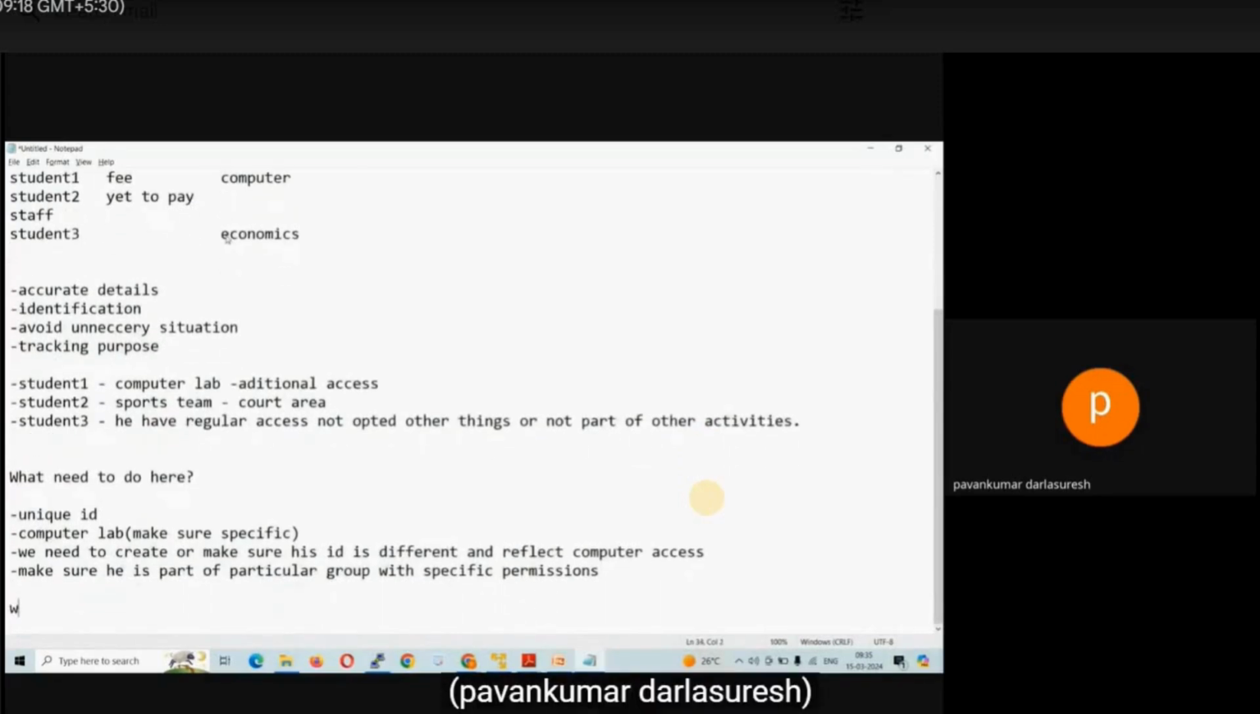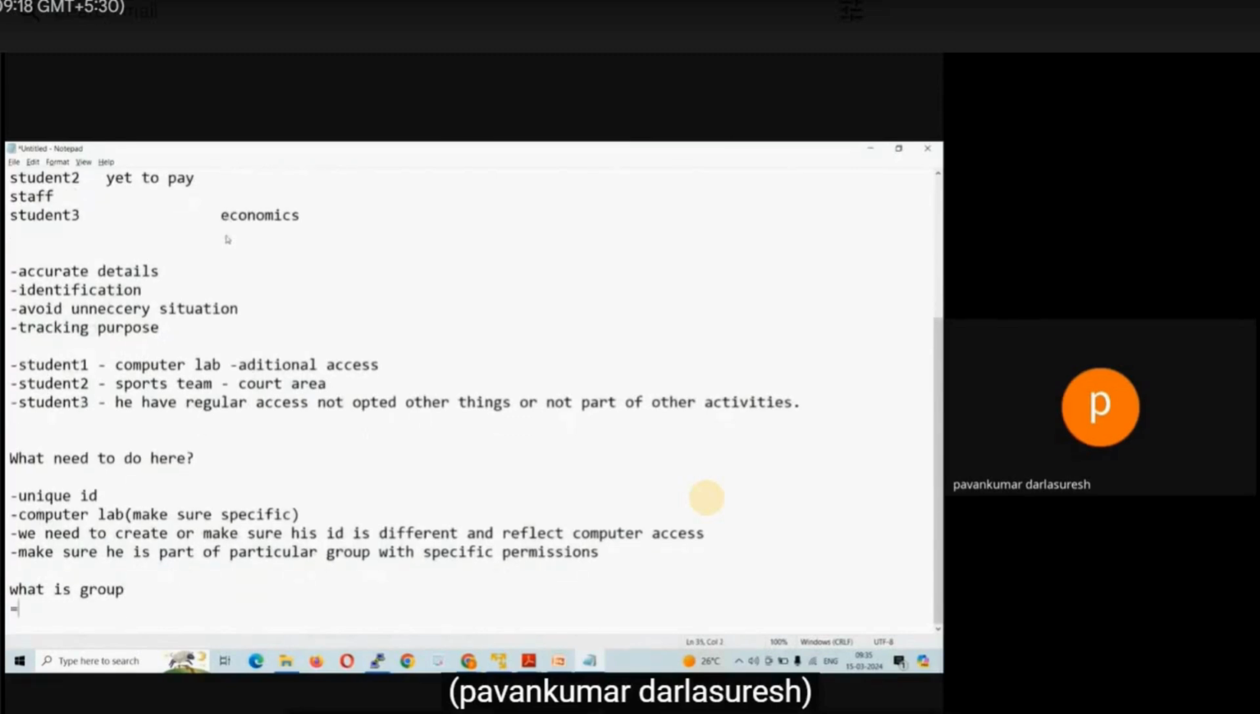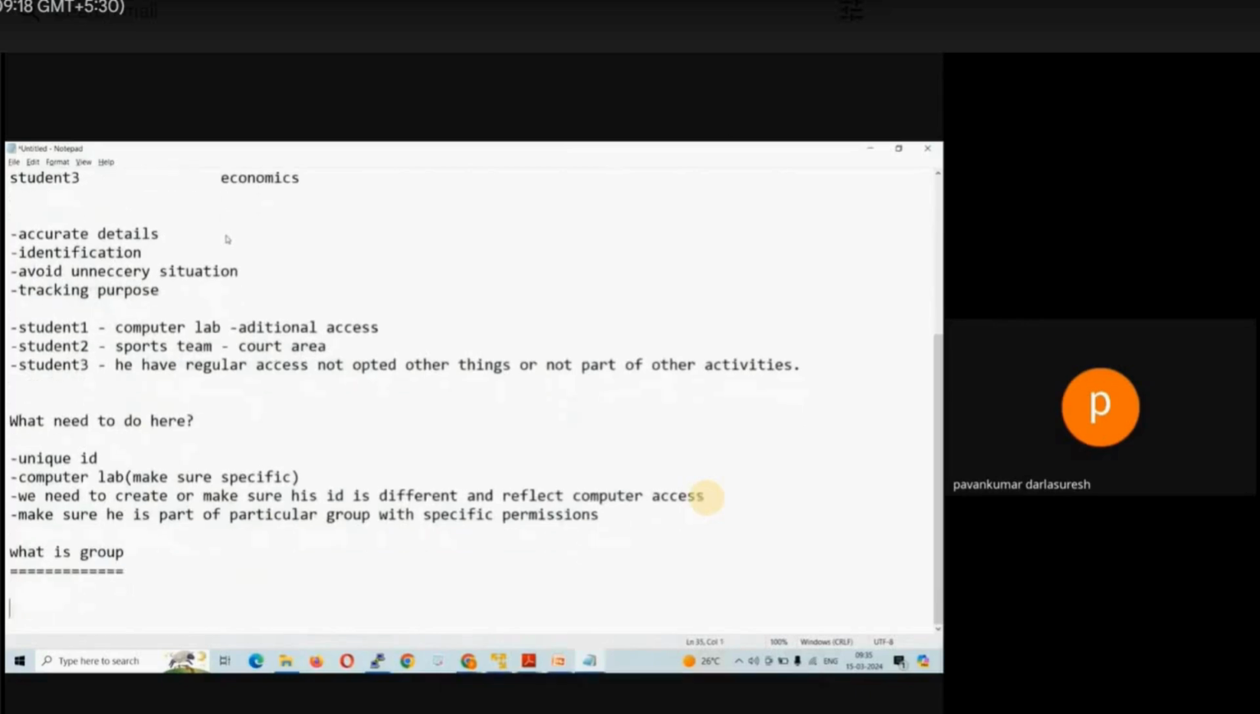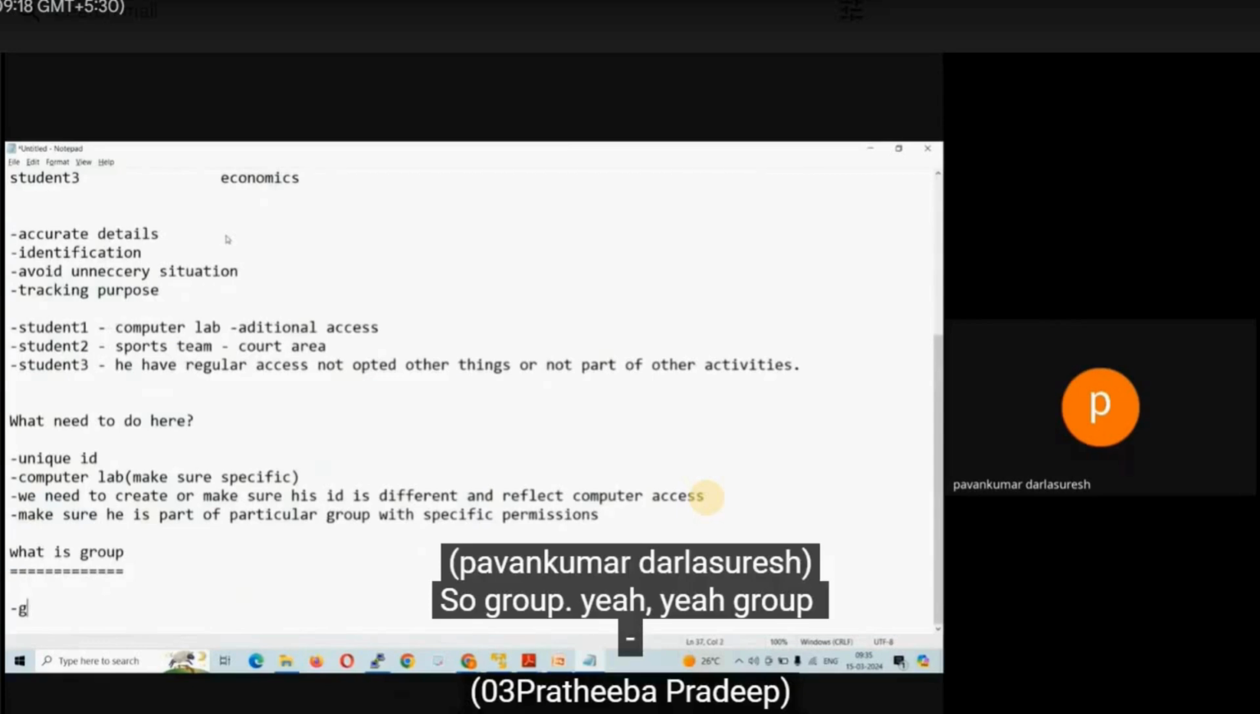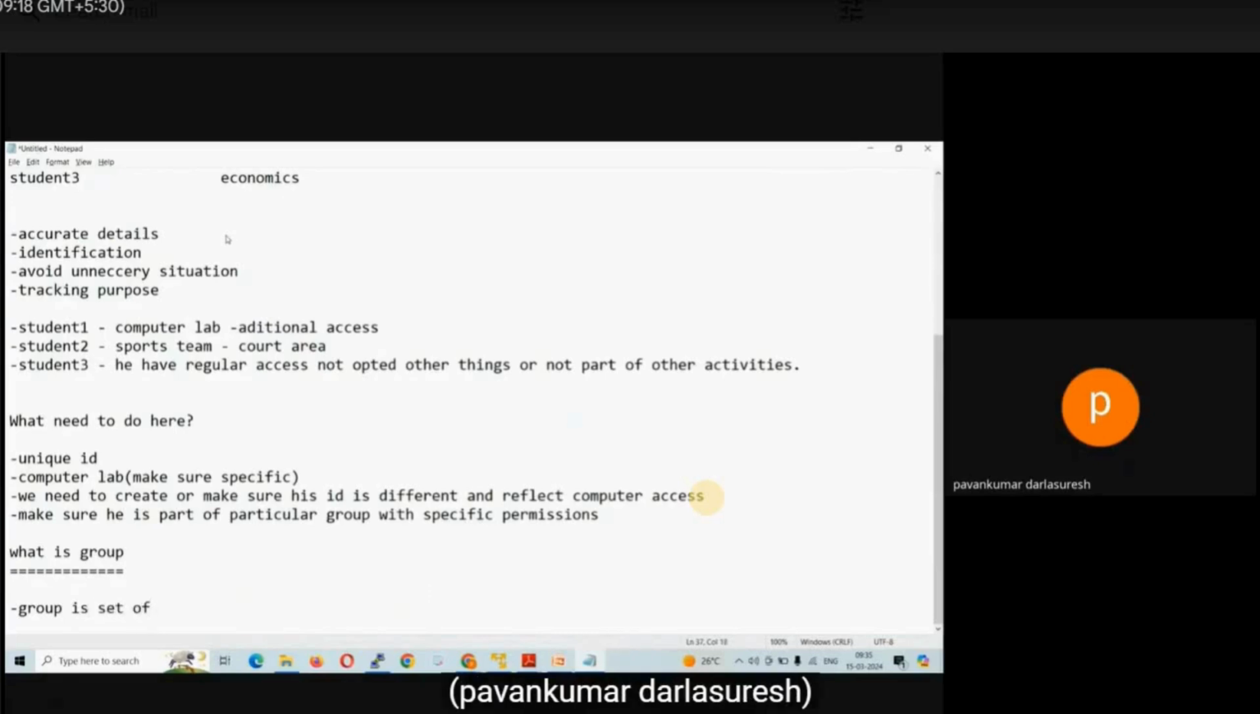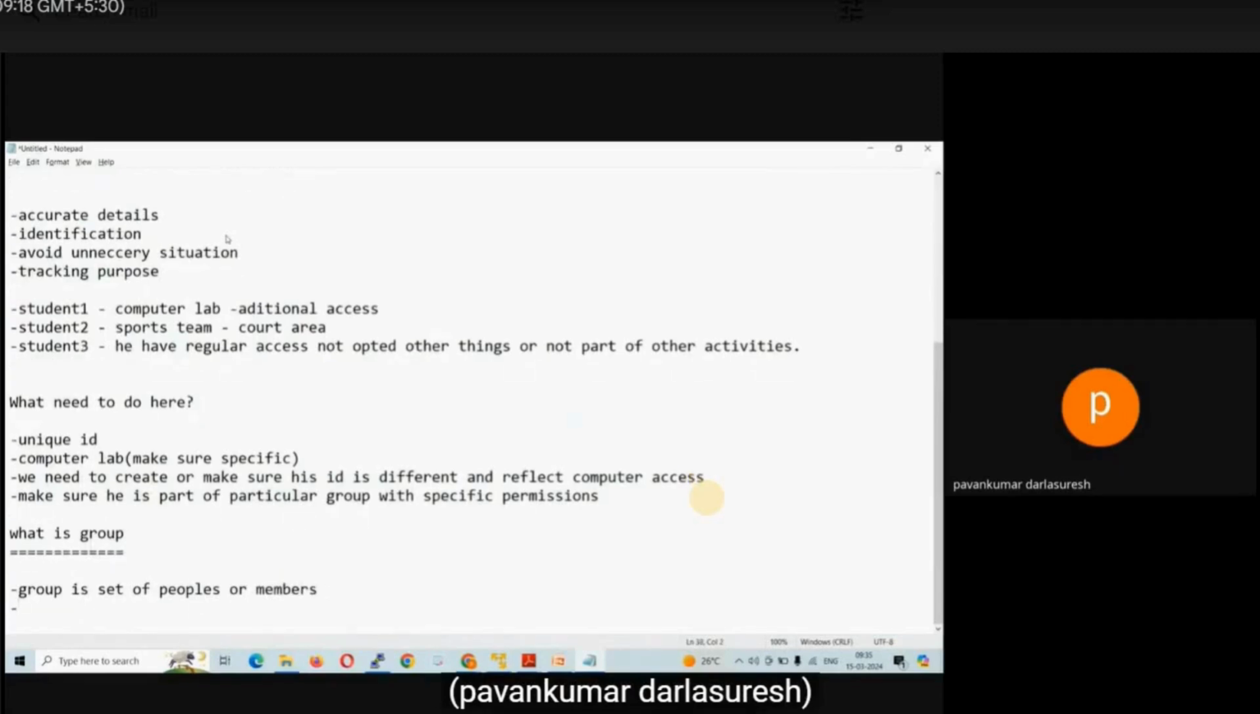So one thing we need to know: what is a group? A group is a collection of something. Yeah, a group is a set of people or members. That could be anything. There is some set of people, so there we call it a group of persons.